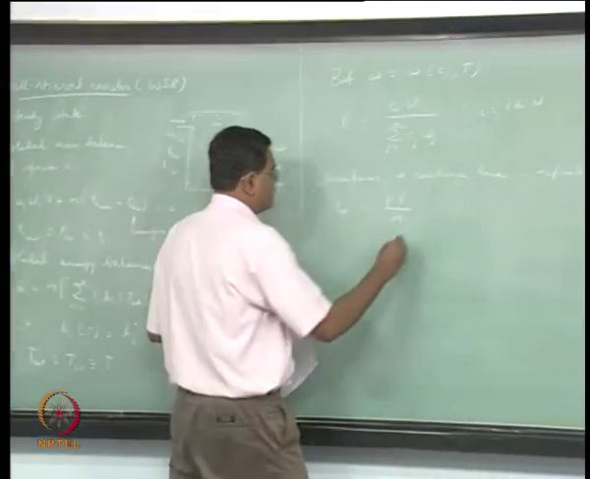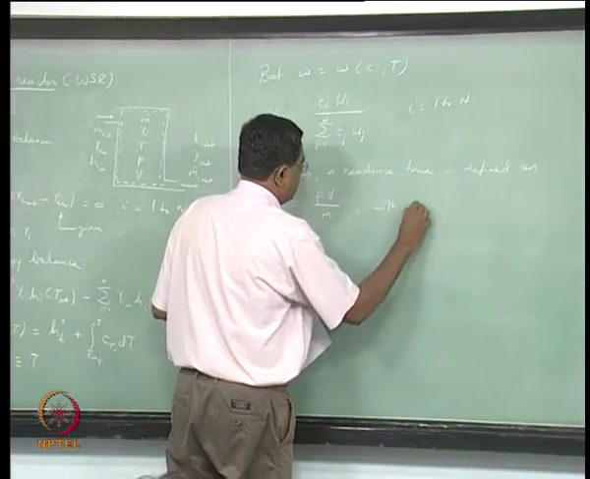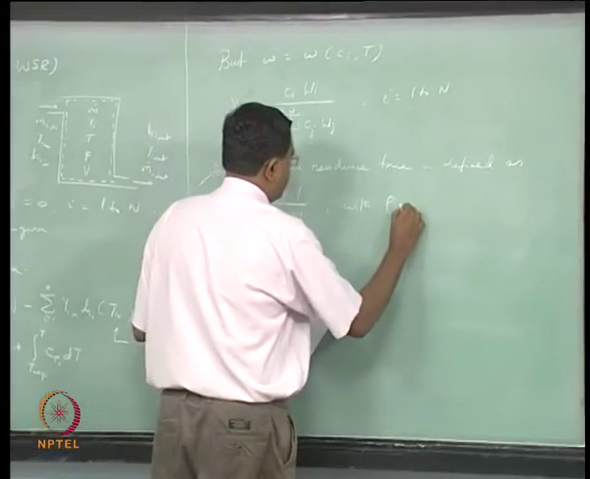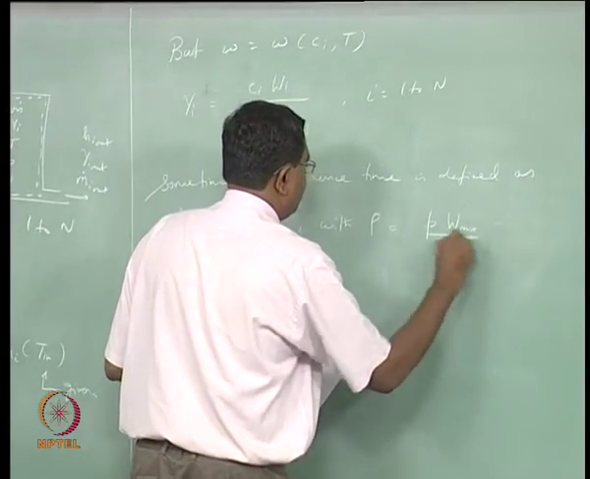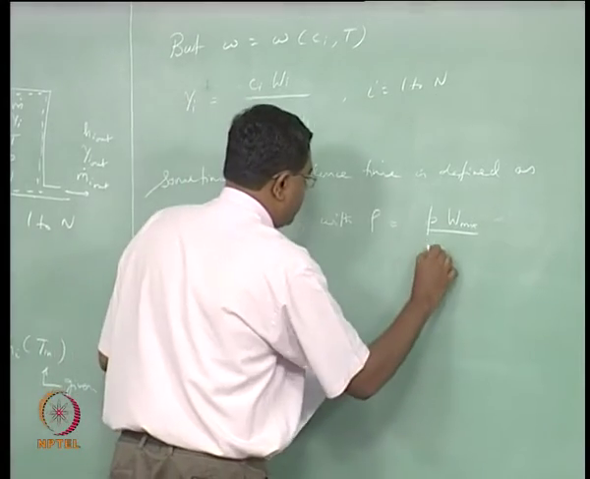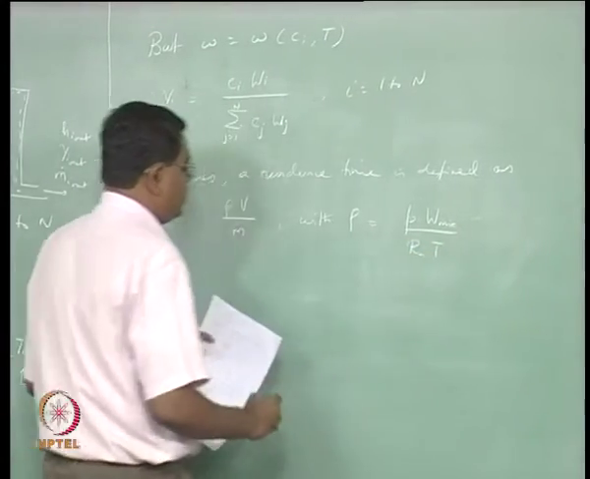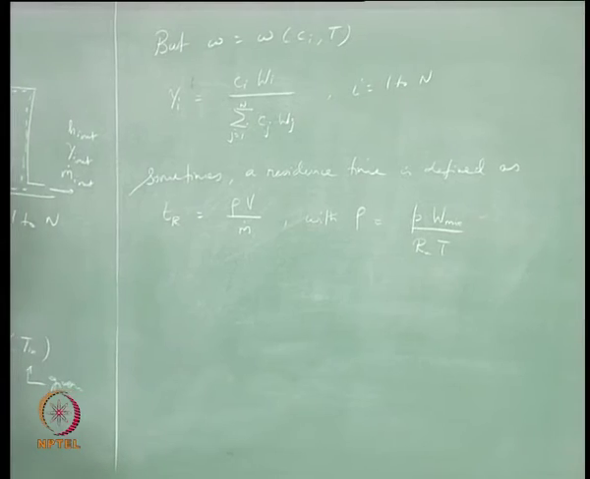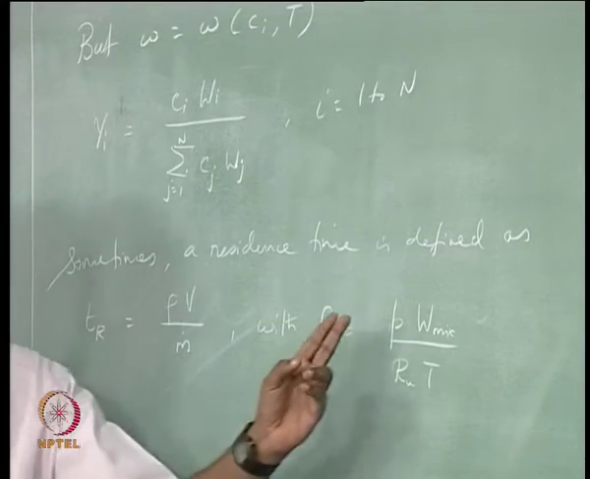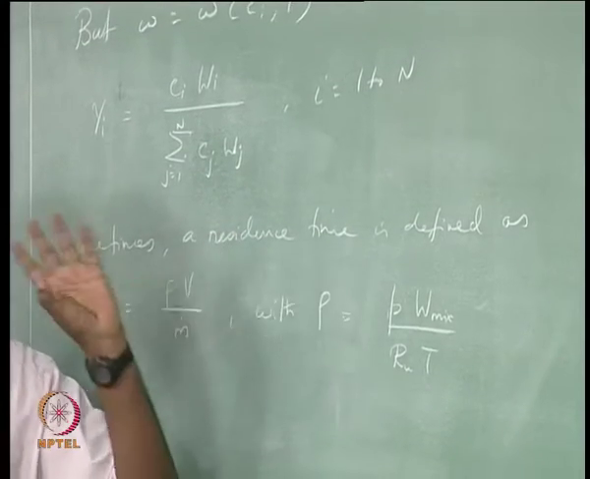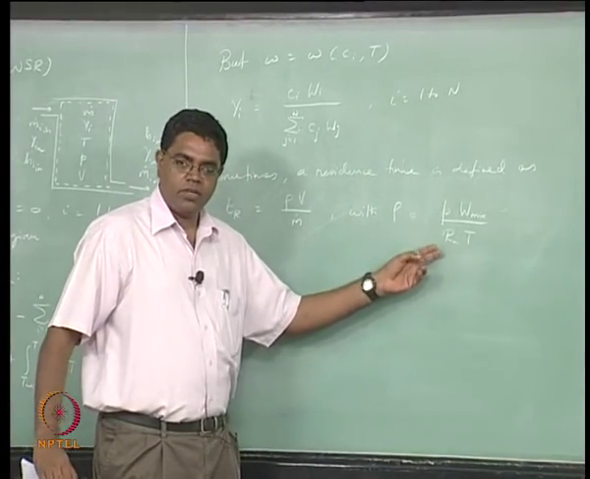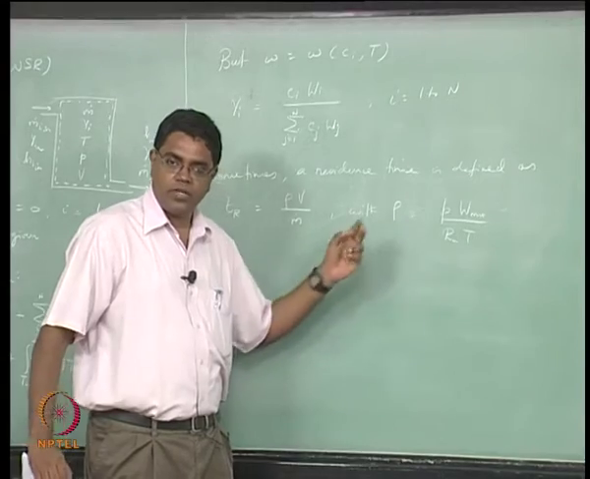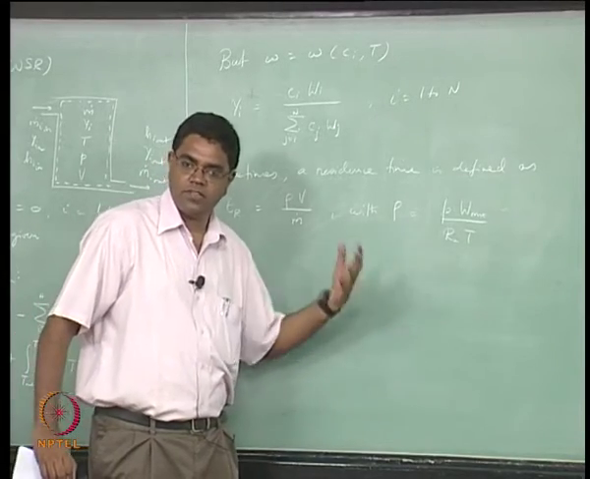With of course rho given by the equation of state, where this is equal to P times W mix divided by Ru T. We now begin to see the molecular weight a lot more. Previously we were dealing with moles, and we were always looking at the universal gas constant, but now the molecular weight tags along because we are beginning to do things on a mass basis.